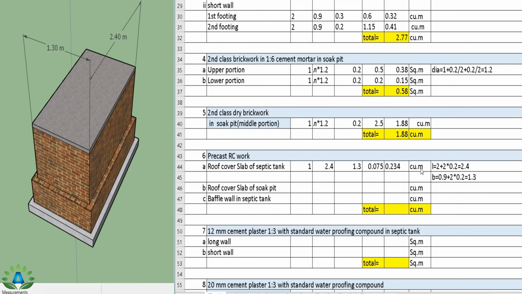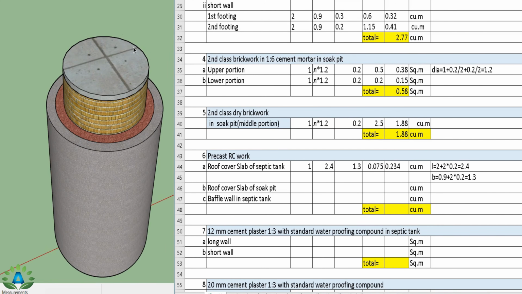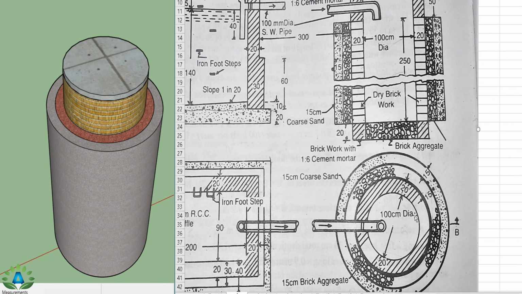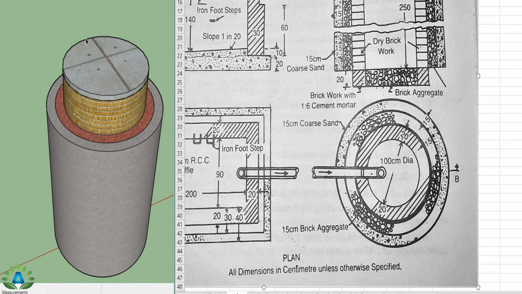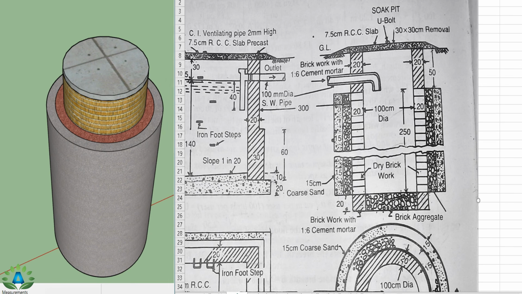Now our next step is to calculate the roof cover slab of the soak pit. That means we have to place this cover in this whole circular portion. So we have to first find the area of the circle, that means pi d square by 4, and multiply by this height. So we have this RCC slab in this portion, that is from this point up to this point. So the total diameter equals to 100 plus 20 plus 20.